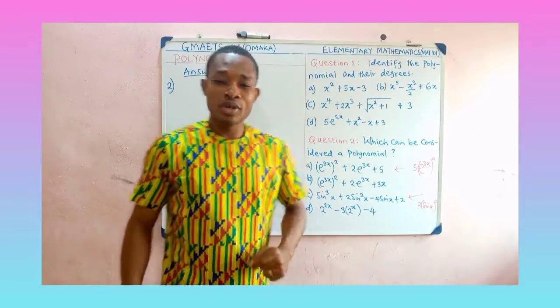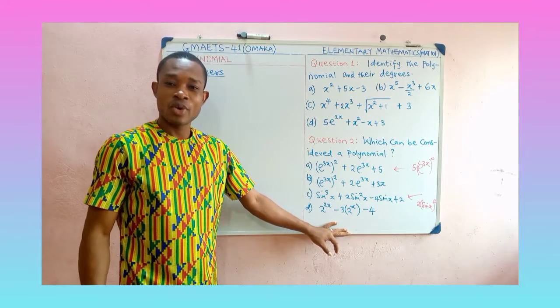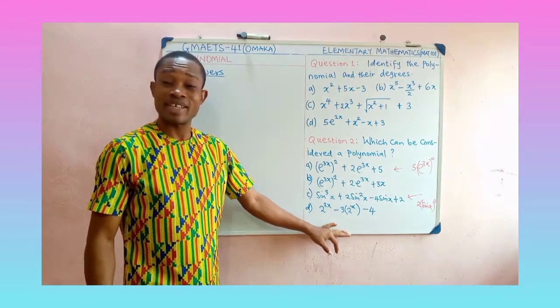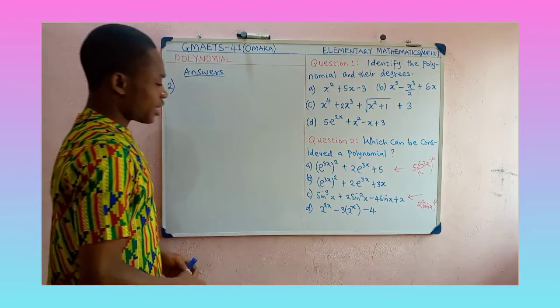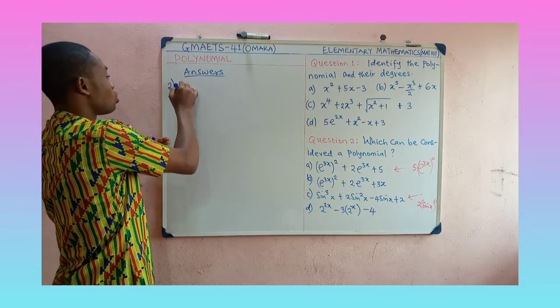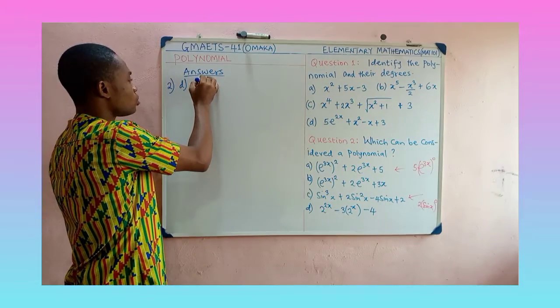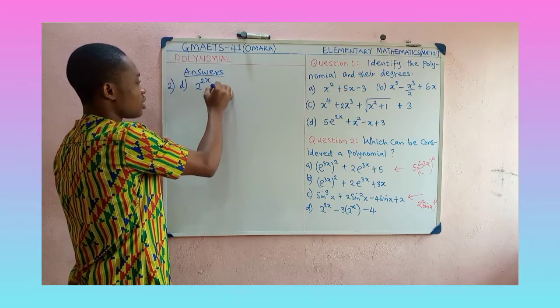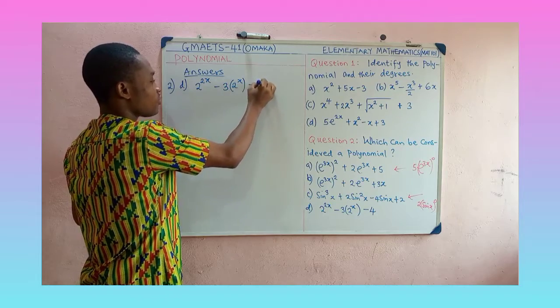And now we want to look at the last expression here. Is that okay? We are to find out whether it can be considered as a polynomial or not. Okay, let us look at this. So I'll write for 2d, what we have there is 2 raised to the power 2x, then minus 3 brackets 2 raised to the power x, minus 4.